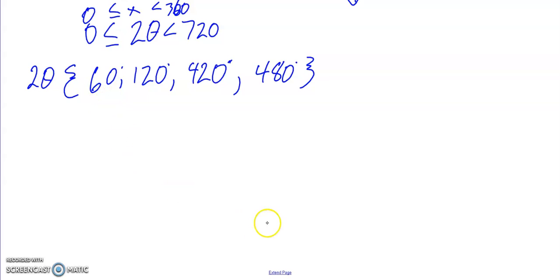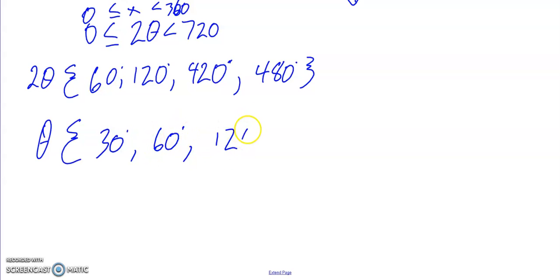That's for 2 theta. I don't want 2 theta, though. I just want theta. Got to pay attention to the words I use. So now let's cut all these in half. So we're going to do 30 degrees, 60 degrees, 120 degrees, and 240 degrees.